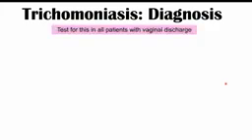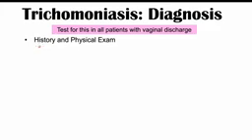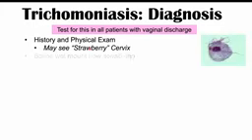Let's talk about how this condition is diagnosed by clinicians. So it's important to test for this in all patients with vaginal discharge. So if there's any vaginal discharge, it's important to check for trichomoniasis. So a history and physical examination is going to be important. If a cervical examination is performed, you may see a strawberry cervix, and this occurs in roughly 40% of patients who have trichomoniasis.